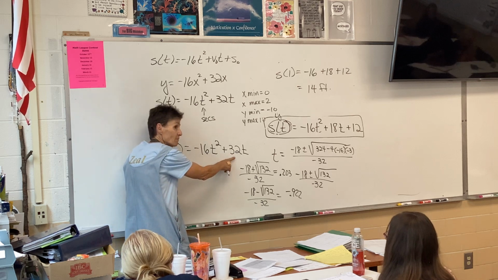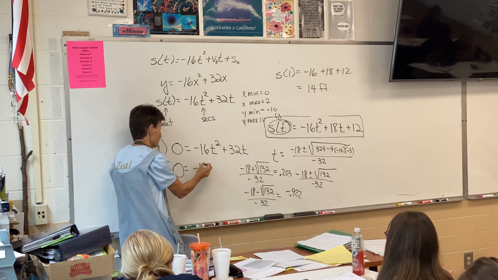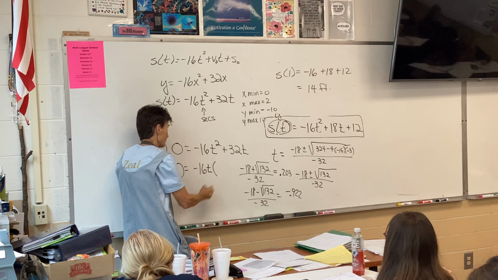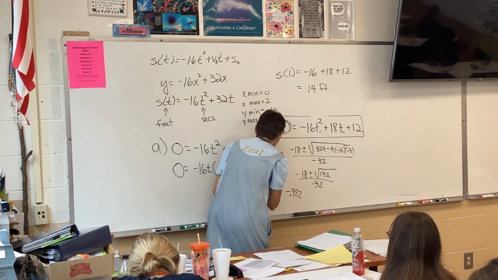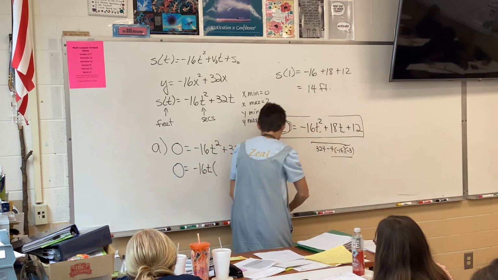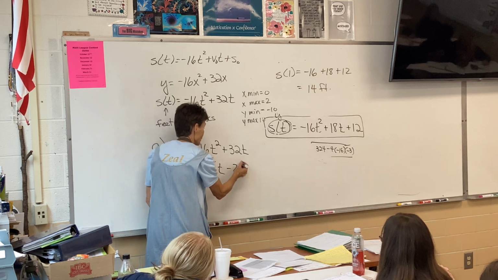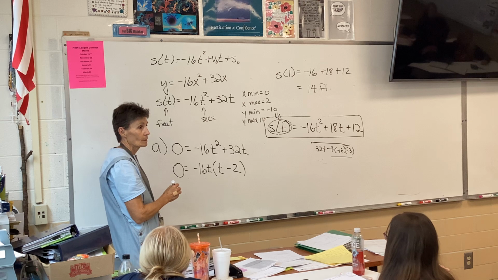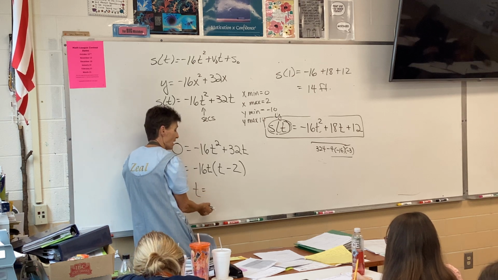Now, I need to solve this equation. Can this one be factored? Yes, a GCF. What can I take out? A negative 16t. What will that leave me with if I take out a negative 16t? A t and a minus 2. So when is the ball on the ground? What are my t values?